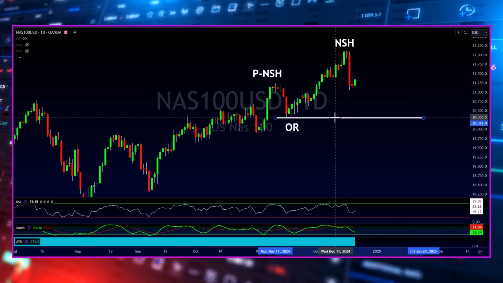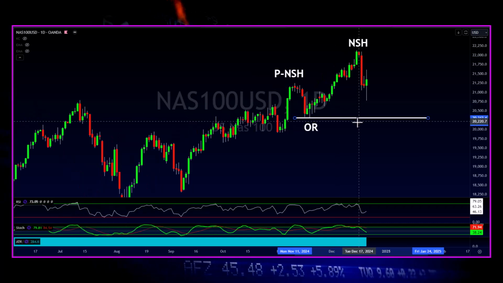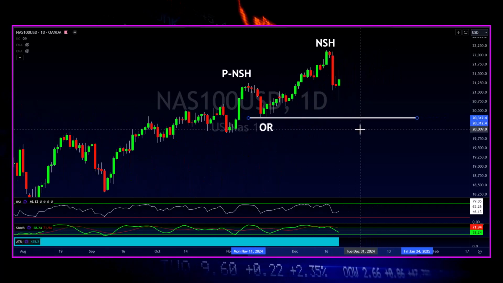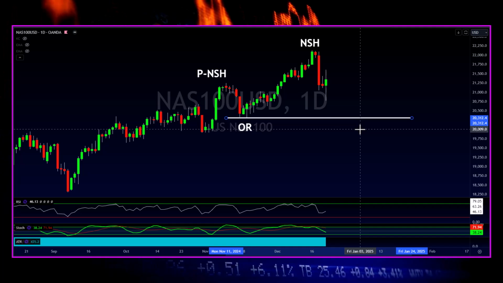And the question I ask you guys is, have we broken and closed below this outside return? The answer is no, right? So we are still clearly in a bullish trend. So there's no need to look to get bearish. We know that the underlying trend is bullish, bullish, bullish.